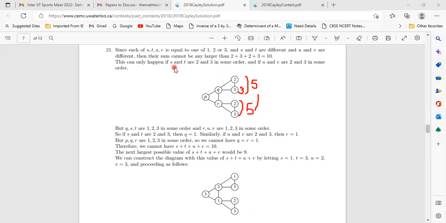So you can't go bigger than 10 unless you repeat the same number. We only have 1, 2, 3. We don't have 4. So there's no chance that you can get 11 by any option. I mean, even if you add all the values, you won't be able to get 11. All right.